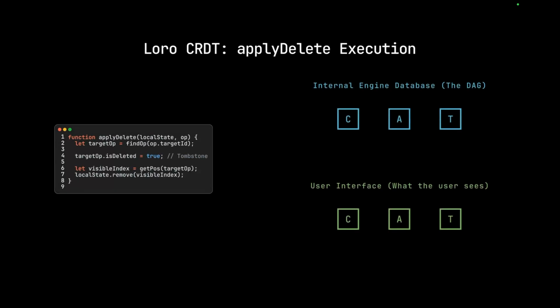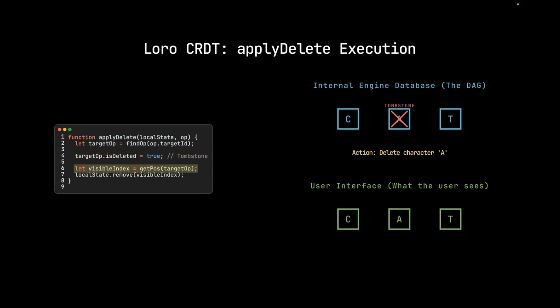Here we have two different representations. One is the internal engine, the DAG, and the user interface. Let's say we want to delete the character A, so we choose the character A and then mark it as deleted, which can also be said as tombstoning.